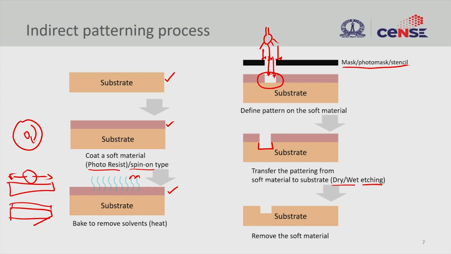And as I mentioned earlier, we need to remove this intermediate layer. This intermediate layer is used just to transfer the pattern. Once the pattern is transferred, we will remove that material, giving us the final product, where we transferred a pattern to a substrate that was uniform, without any topography. So this is briefly how we transfer a pattern using the indirect method.